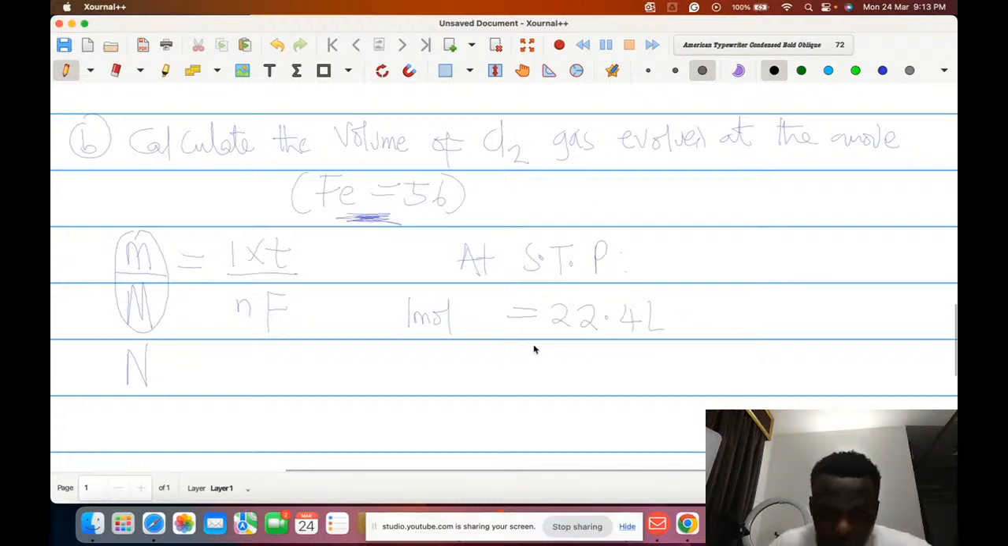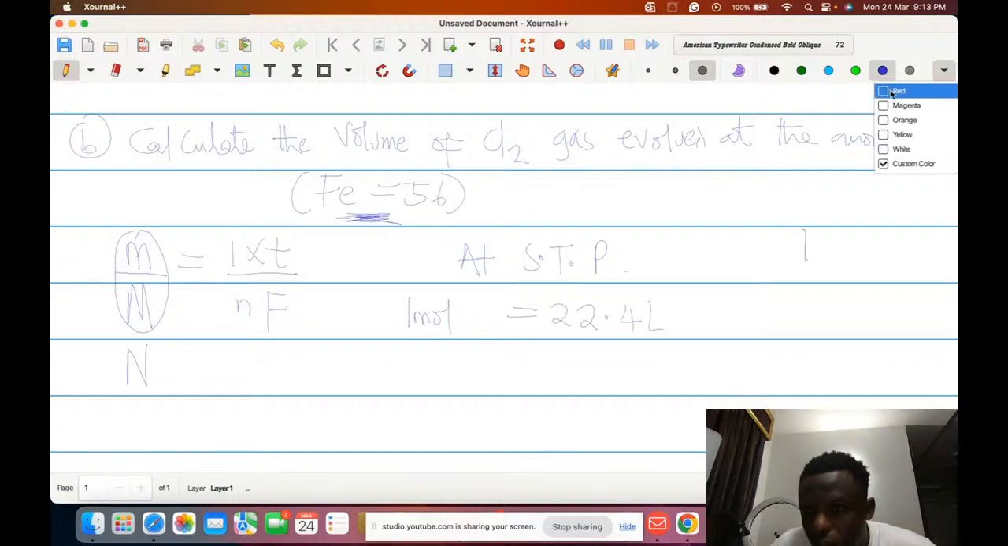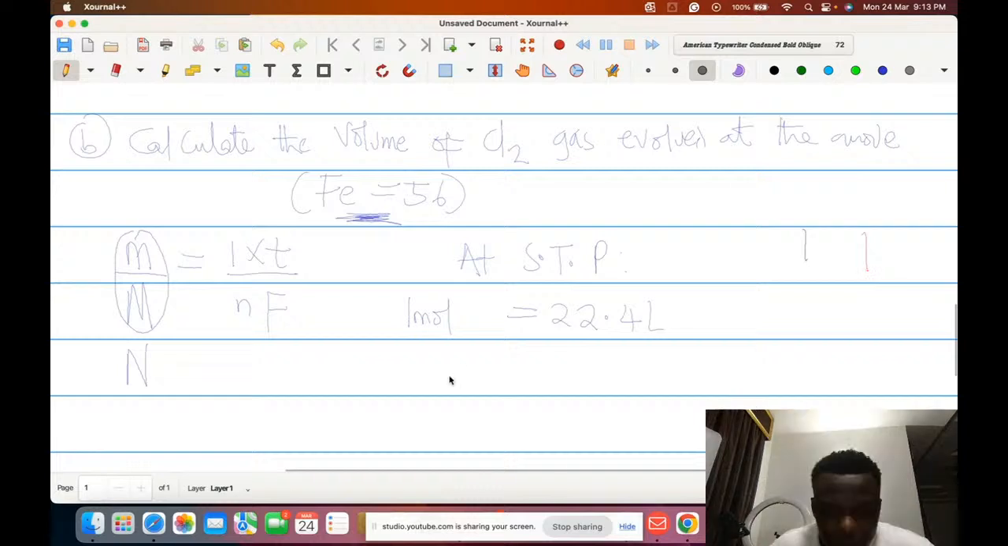All right. Now, what we are simply doing here is to look for, maybe I should use red. I think red is better. I think I should use the red color.